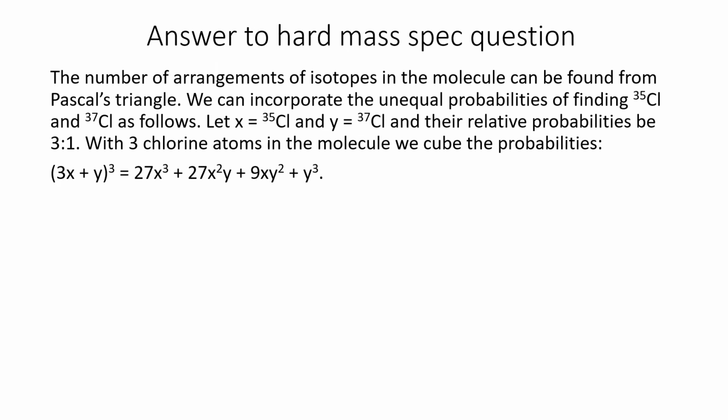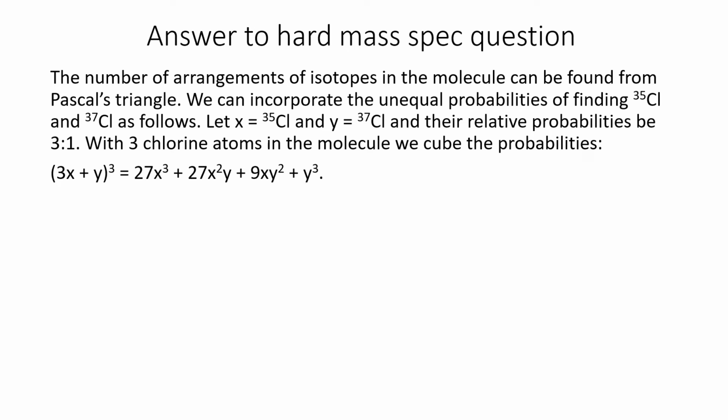So I've raised it to the power 3, and so these coefficients that we've got here, it's a bit like Pascal's triangle, except one of our variables is multiplied by 3. So if we take 3x plus y and cube it, then what we see on the screen here are the different coefficients in this expression. So what this represents is that the x cubed here represents the chance of finding all 3 chlorine atoms in the x state, the chlorine 35, and this comes out as 27, and we'll see what all the other ones are relative to it.